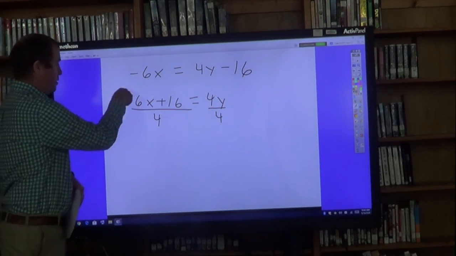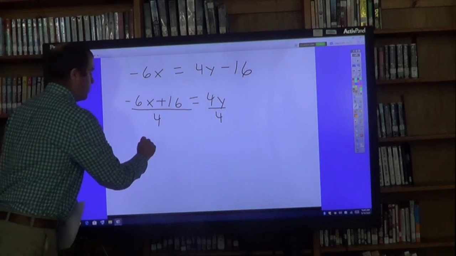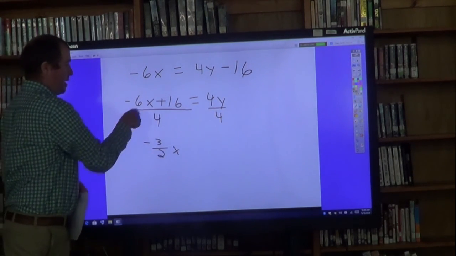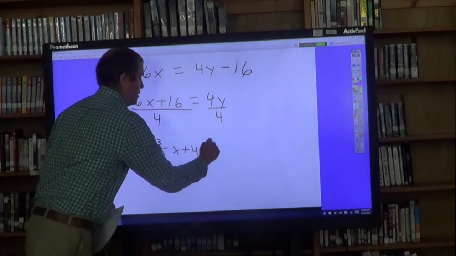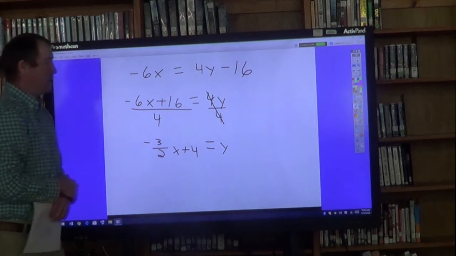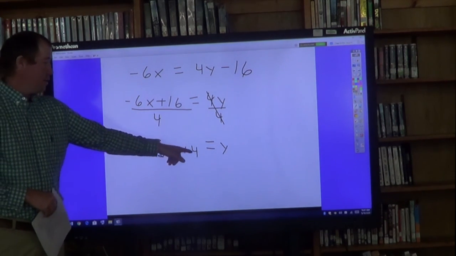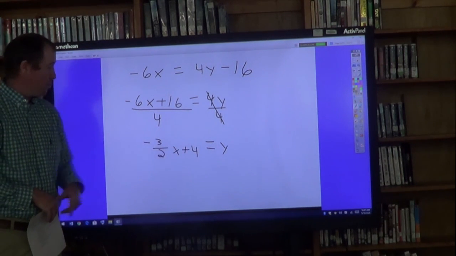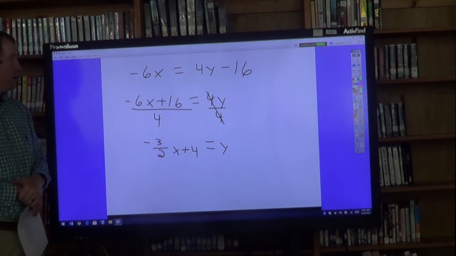And then here's your butterfly thing again. So negative 6 divided by 4 will reduce to negative 3 halves x. And then 16 divided by 4 reduces to a positive 4. And then equals y, because that changes to a 1. And so here's your slope. There's your y-intercept. You could even sketch a graph real quick. The y-intercept's 4, then go down 3, right 2, and draw lines. There's your line that would form from that.